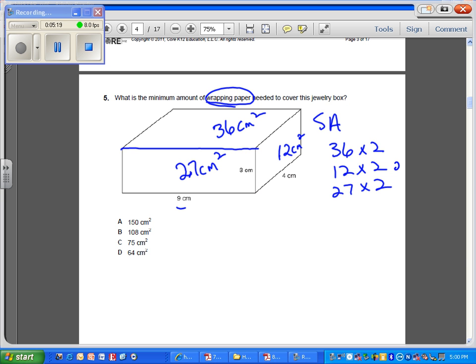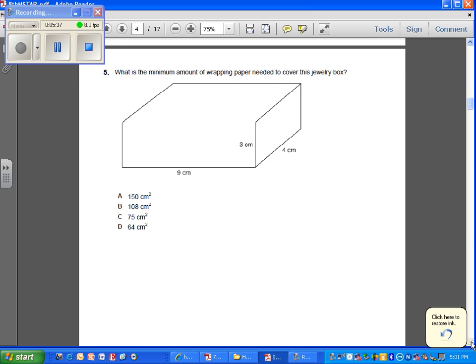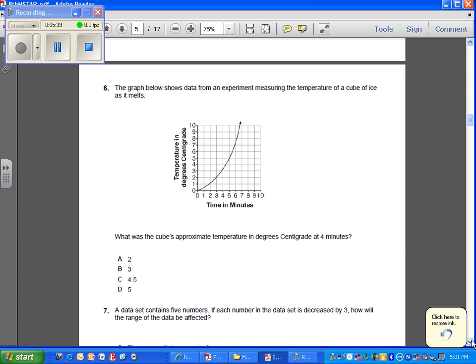And I got 24, 72, and 54. Add all those up, get 150. So A is my answer. That's how much paper I'm going to need. That's the minimum. Probably going to be some overlap, so you're probably going to need more than that, but that's the minimum amount.